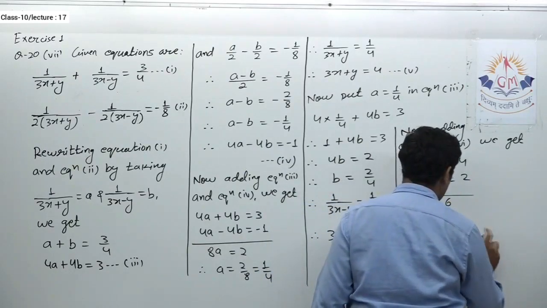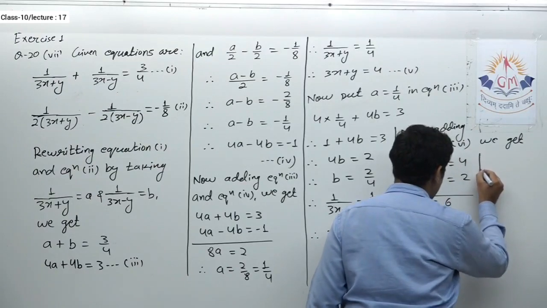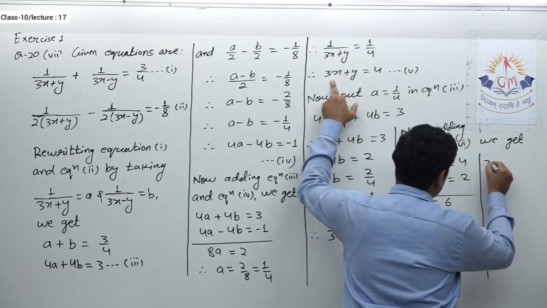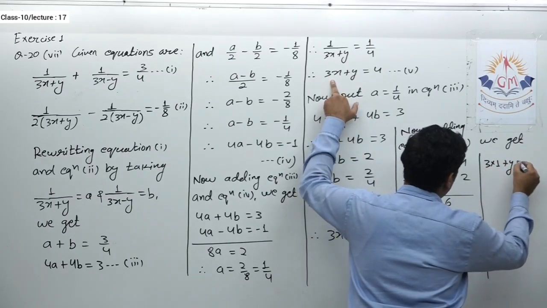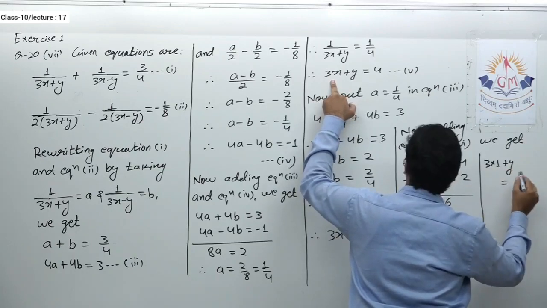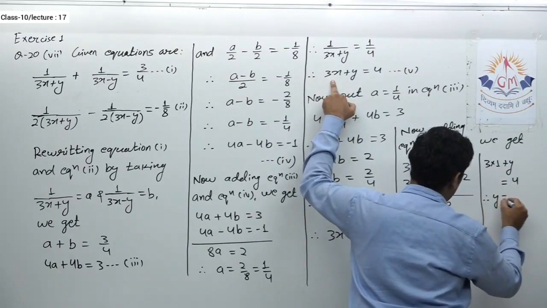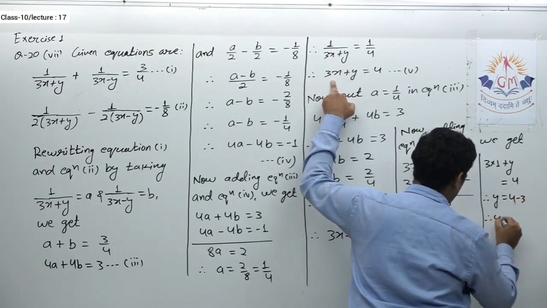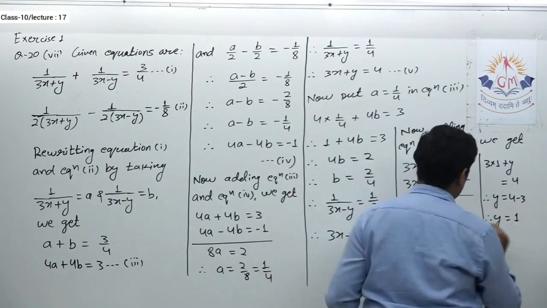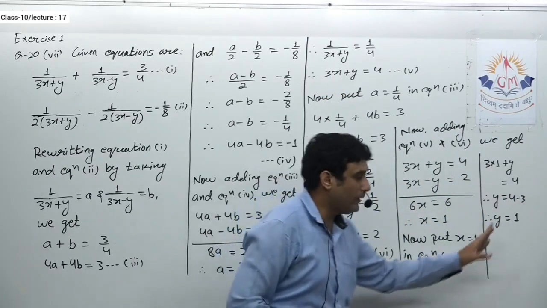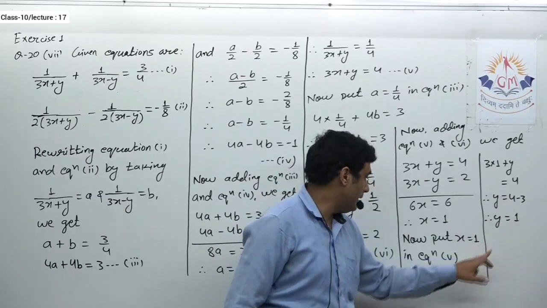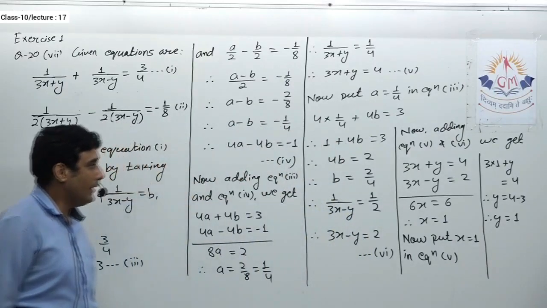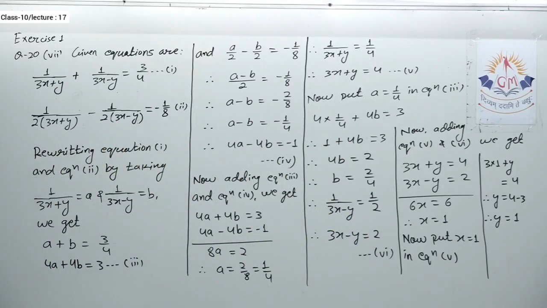So it is almost done. Okay, when I put x equal to 1 over here, 3 into 1 plus y is equal to 4. Therefore, y is equal to 1. Okay, 4 minus 3, therefore y is equal to 1. So these are the values of x and y. And finally, I do write the concluding statement. It is thus x equal to 1 and y equal to 1 is the solution of the given equation. So please note it down.